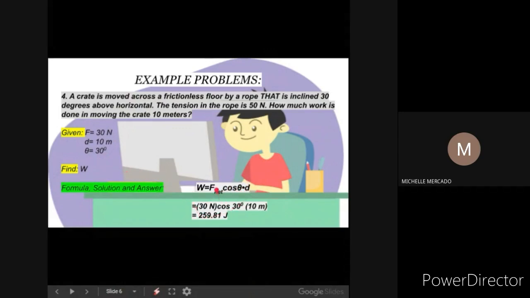So, transpose again. Ano po yung given force natin? 30 Newton. Then, cosine 30 degree multiply by 10 meter. So, again, multiply these three. So, 259.81 is the correct answer, or 259.81 joules.